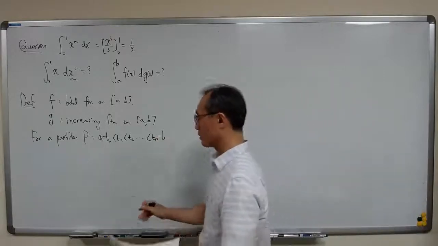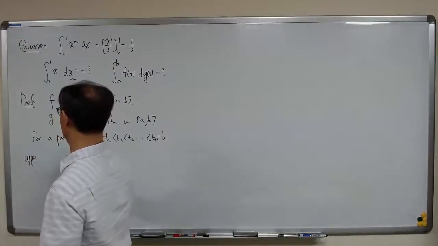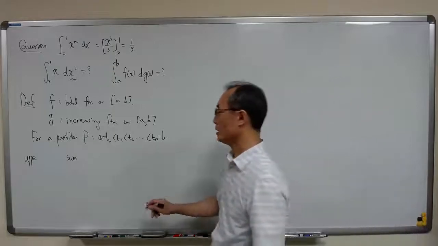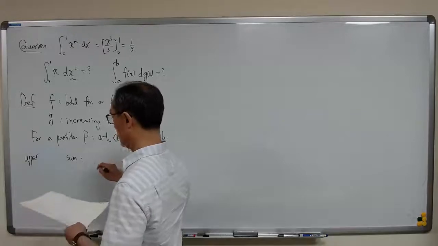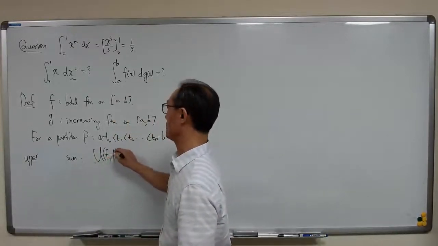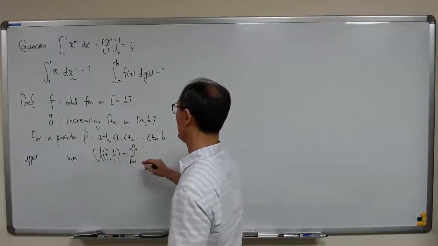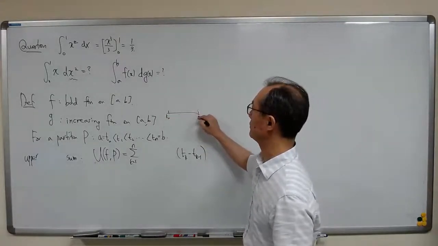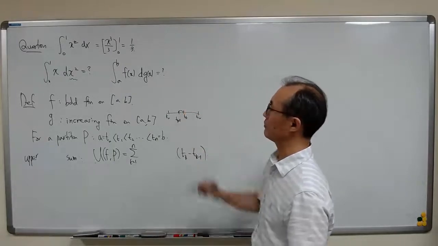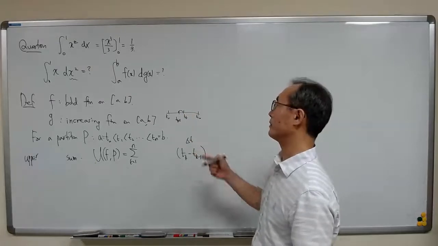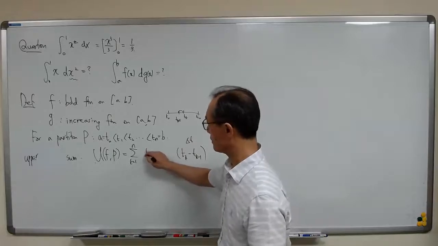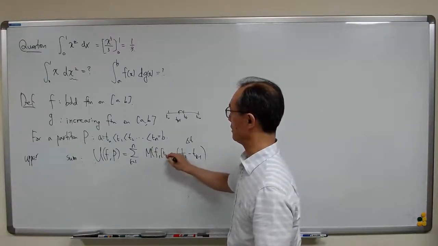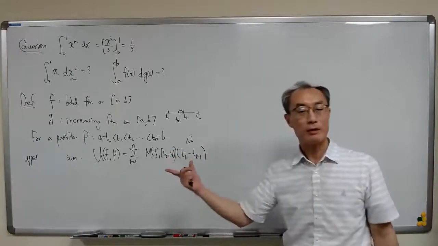For each partition, we're going to define the upper Stieltjes sum. When you develop the Riemann integral, the upper sum is denoted by U of f with respect to partition P. The summation is k goes from 1 to n of tk minus tk minus 1, the length of the interval from tk minus 1 to tk, the increments of the variable t, multiplied by the value of the function. Here we evaluate the supremum, capital M, on the interval from tk minus 1 to tk. That's the upper Riemann sum.